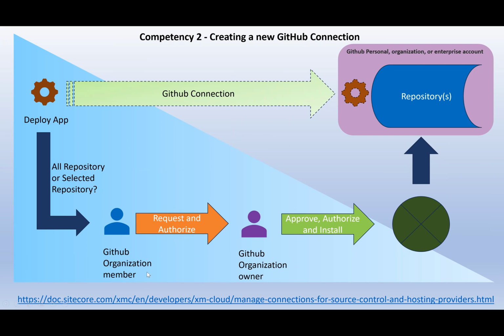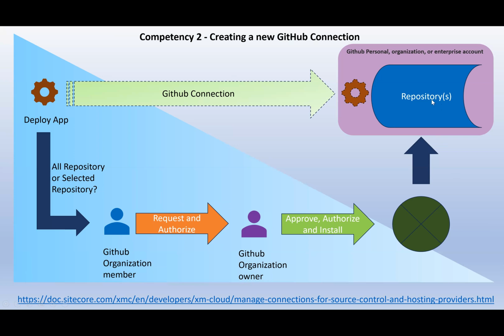When you do that, if you're a Git organization member, remember this is a Git organization member. This is not your XM Cloud organization member. XM Cloud does not have an organization member; the role is called XM Cloud organization user. So this is a GitHub organization member. When you deploy, if you're a GitHub organization member using this deployer, then a request is sent to your GitHub organization owner. He has to approve.